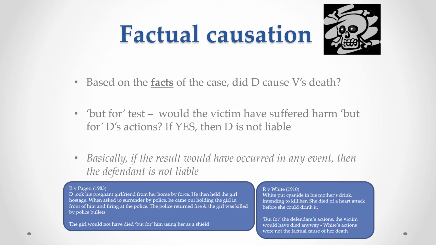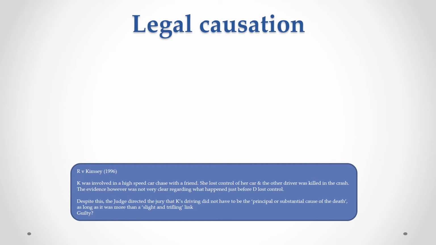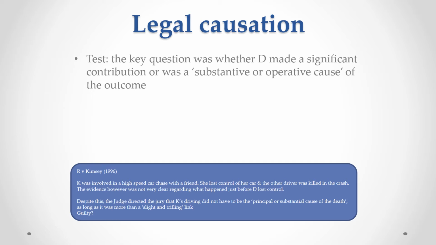Okay, so that is the factual test. So we're going to go on to the second rule, which is of establishing legal causation. And there is a legal question to ask with regards to each case that we look at. The question is whether the defendant made a significant contribution to the death or injury, or whether they were the substantive or operative cause of that death or injury. So what part did the defendant have to play? Did they contribute or not?